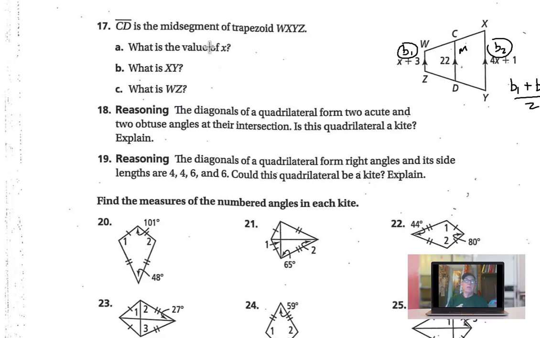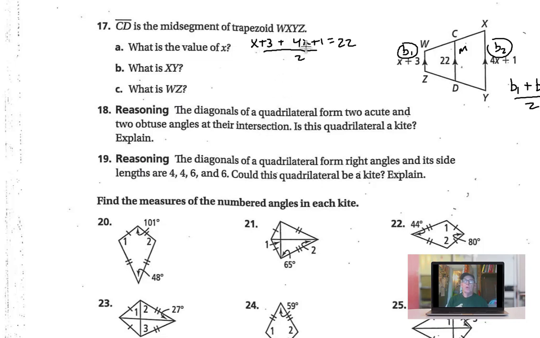Okay, so that being said, let's see what we need to do with this. So what's the value of x? They want us to find x. So in other words, when they took x plus 3, which was this base, and 4x plus 1, which was this base, added them together, divided by 2, they came out with 22. And we need to find the x that makes that work out. So we've got x plus 3 plus 4x plus 1 equals 22. And remember, it was divided by 2.